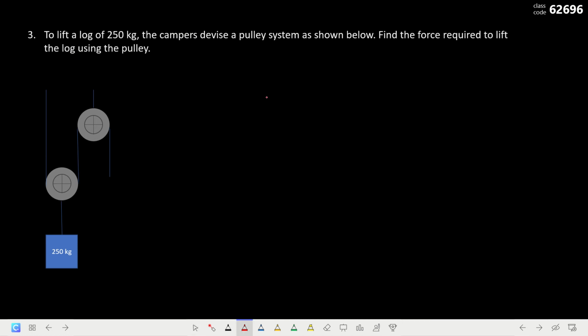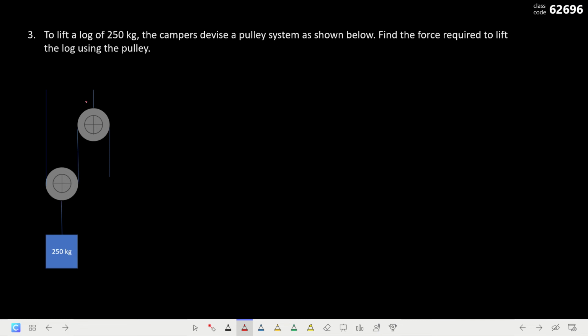So in this video, we're going to continue our discussion about the forces acting on a pulley. Here we're going to see how advantageous it is to use a pulley system, especially when lifting heavy objects. We have a problem that would help us understand the concept. To lift a log of 250 kilograms, the campers devise a pulley system as shown below. Find the force required to lift the log using the pulley system.